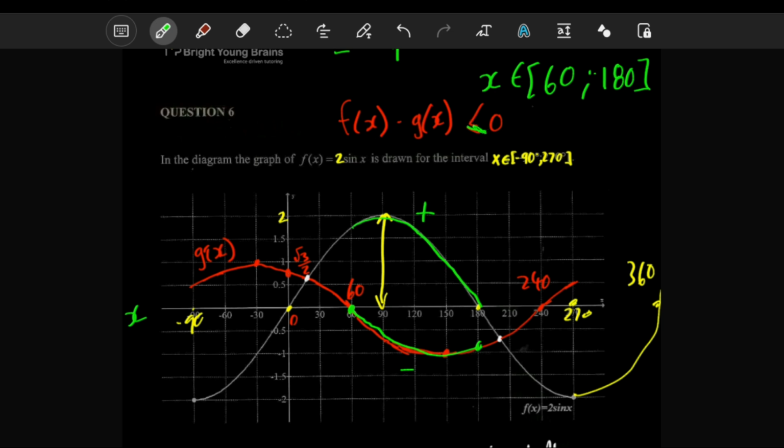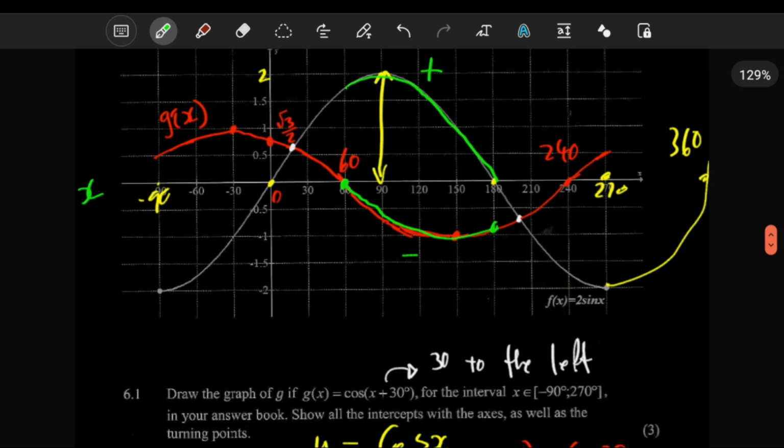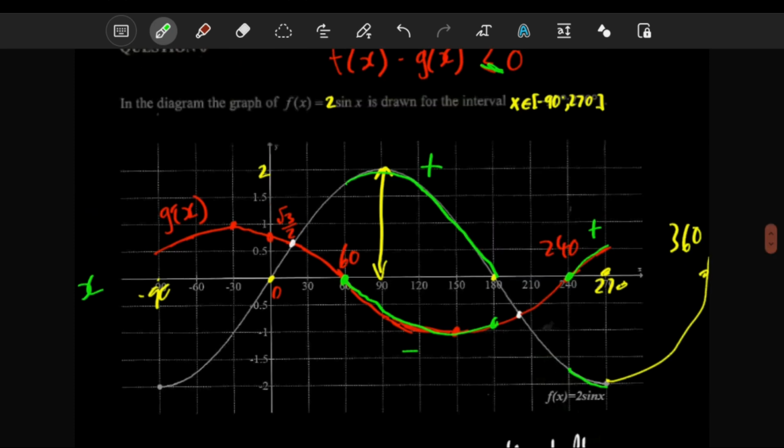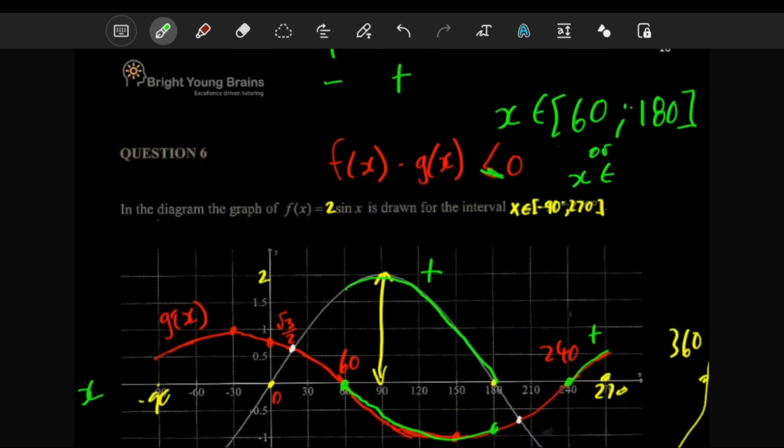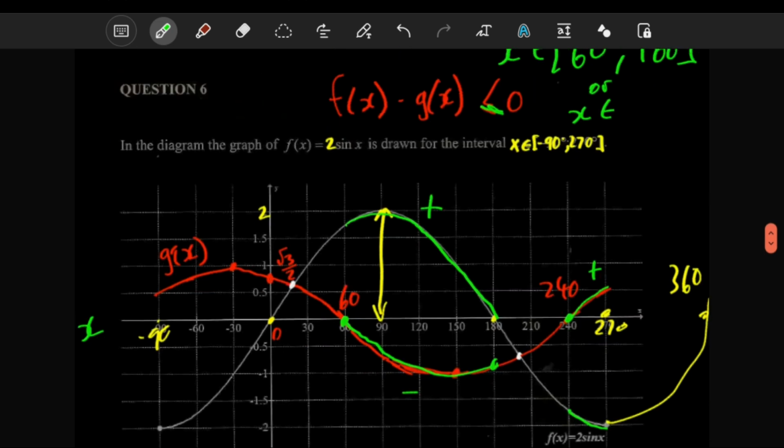The other portion where this has positive y values while the other one has the opposite is here. This has positive y values while this one has negative y values. Always look for where the x-axis is, because that's where obviously one will have negative y values while the other is positive. So here this is like 240 until like 270. So for our other answer, x is an element of 240 going until 270.